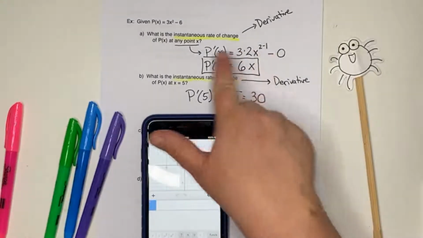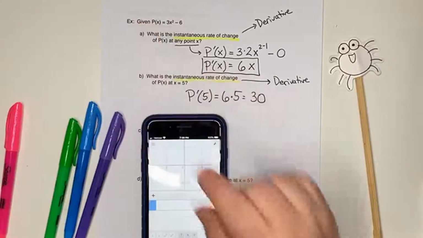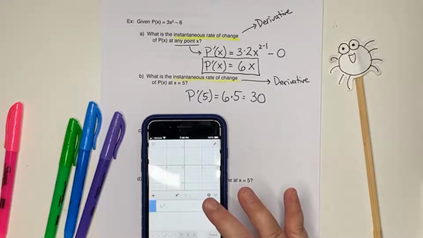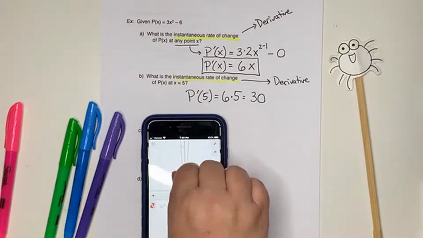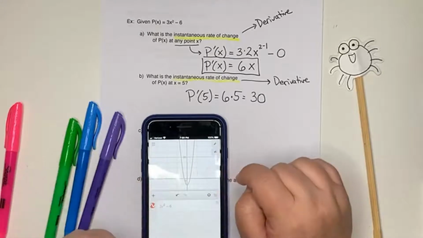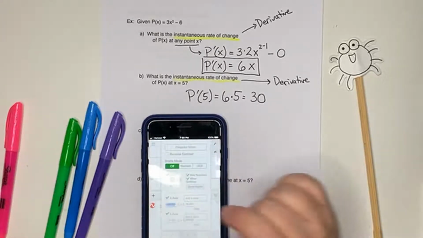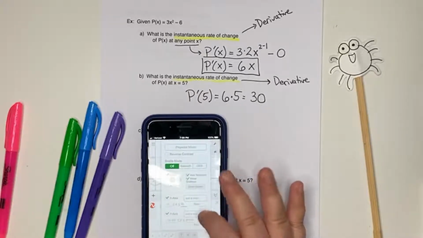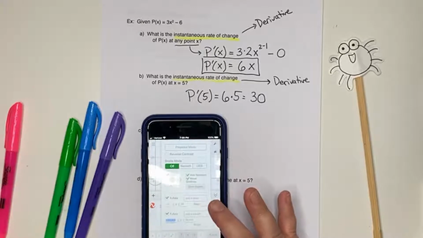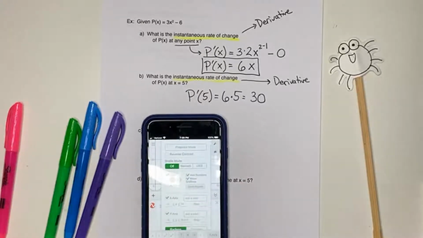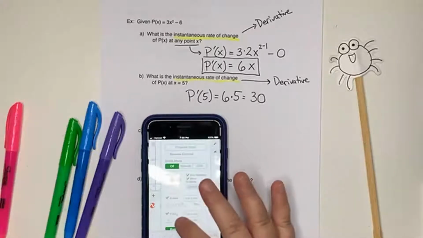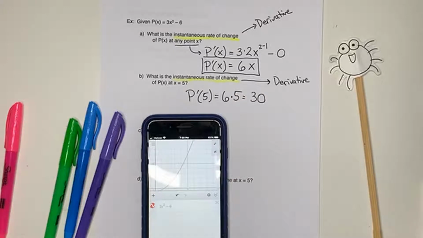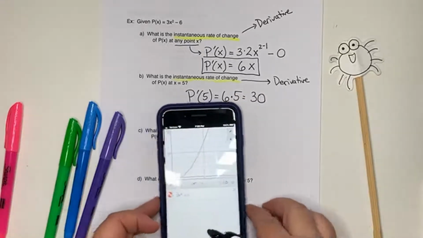So if I've got my original P of X is 3x squared minus 6, let's see, what do I want to do? I want to look from -1 to +10 on x, and y is going to be from -6 to 100.